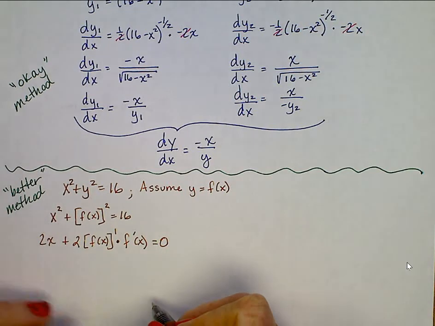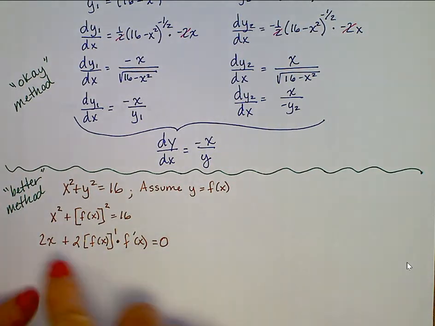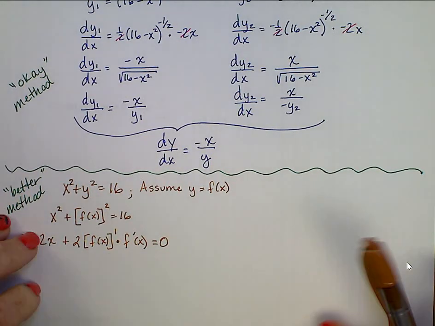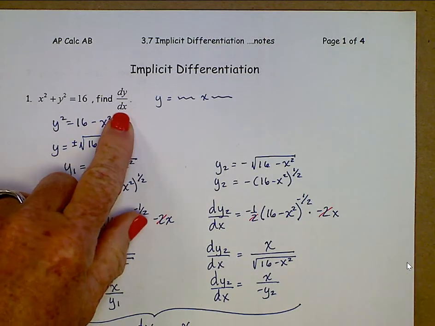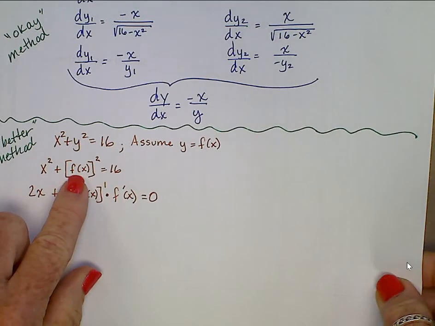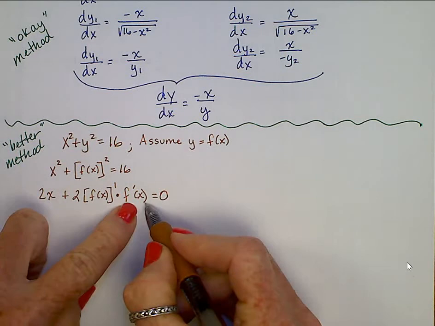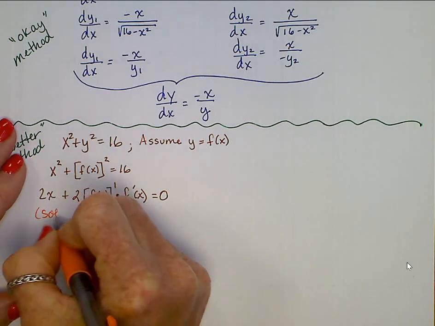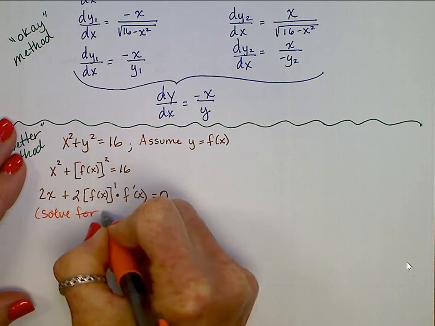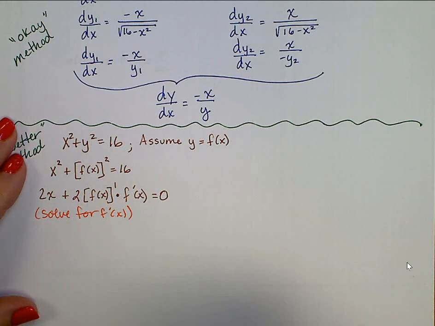Okay, now let's think about what we're trying to do here. We've just done the derivative. What were we trying to do? Ultimately, we're trying to find dy dx. I've changed the notation here with this f of x idea. So what we really need to do is solve for f prime. That's the dy dx that we're looking for.